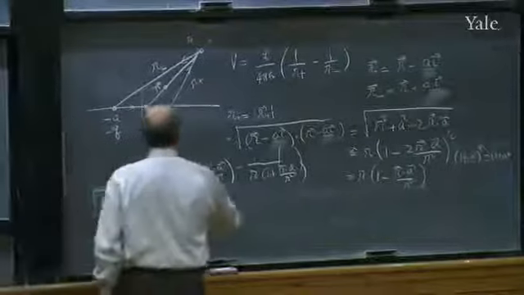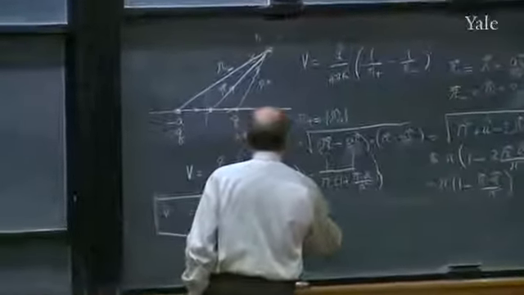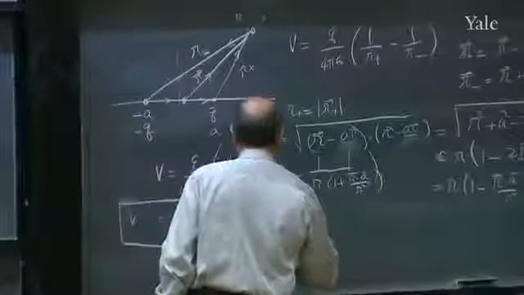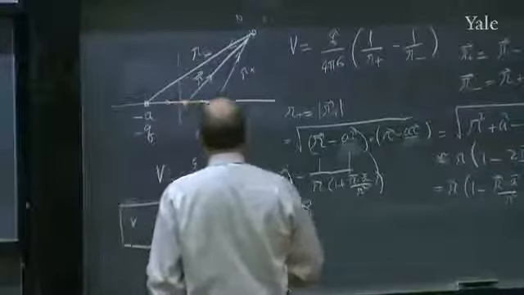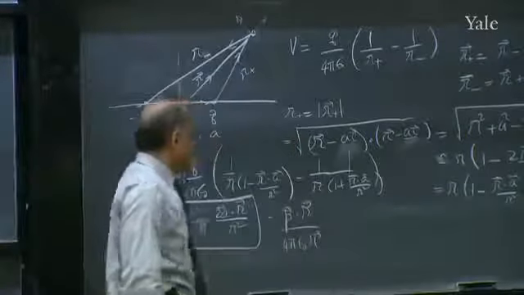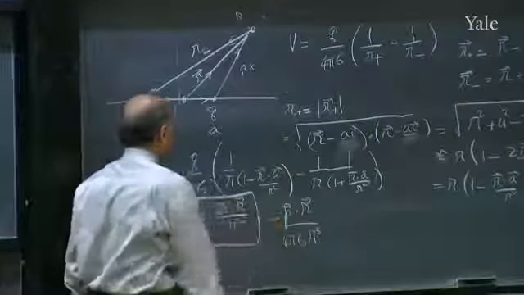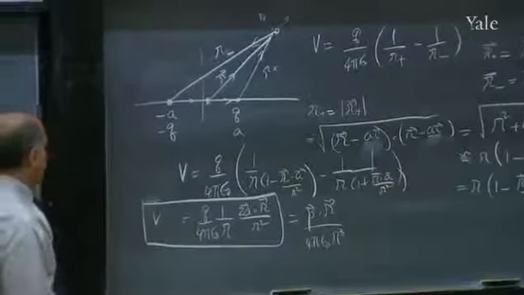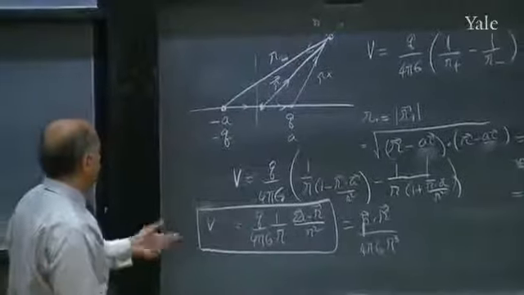Now twice A times Q is the dipole moment, so it's P dot R divided by 4 pi epsilon 0 R cubed. That's the final result. P is the dipole moment. Dipole moment is the charge times the separation between the charges, which is 2A times Q.